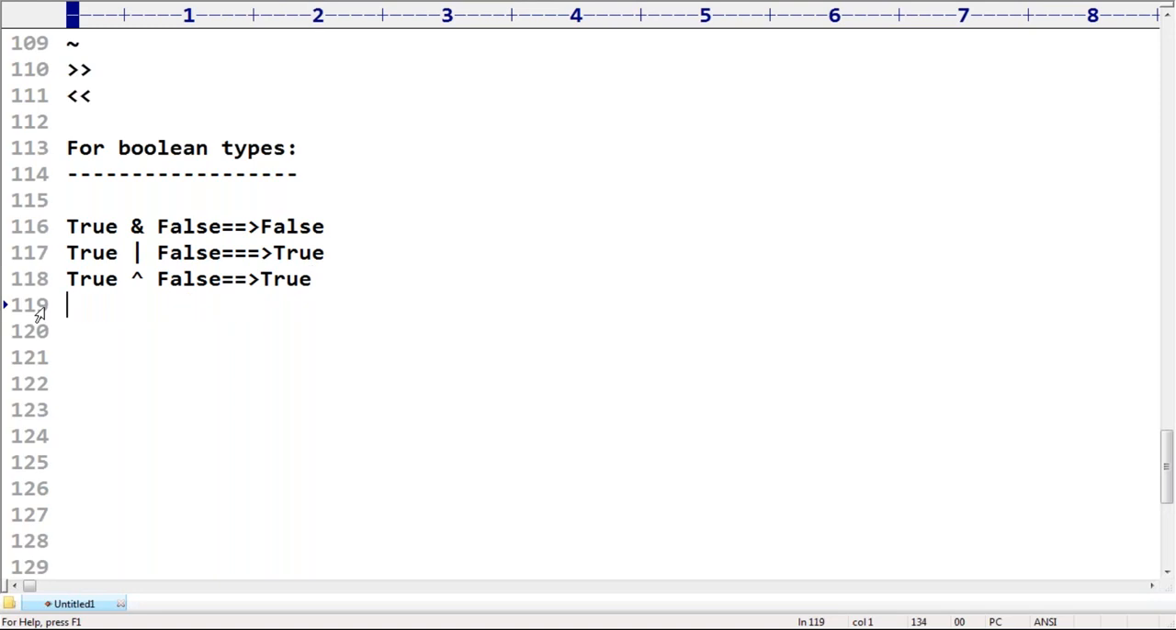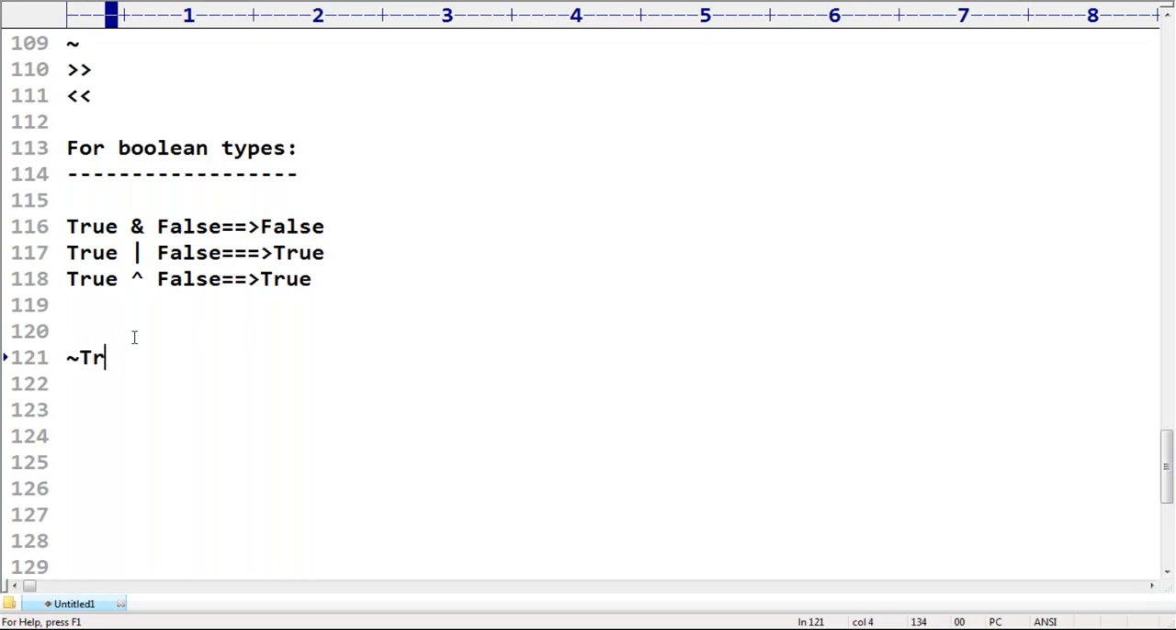Any doubt? True and false, true or false, true XOR false. Already we know, just normal. If both are true, then only the result is true in AND. If at least one is true, then the result is true in OR. If both are different, then only the result is true in XOR. Excellent.